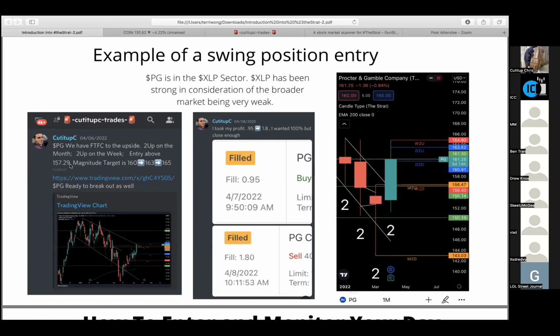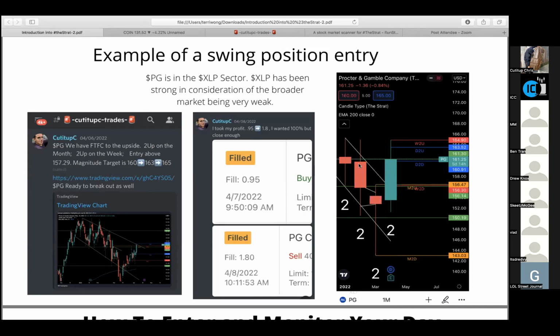We took the entry above 157.29 on the daily chart. This was the daily chart as well, and it was ready to break out. So that's just another thing. But our magnitude targets were based off of these. This is a monthly chart. Our magnitude targets were based off of these.